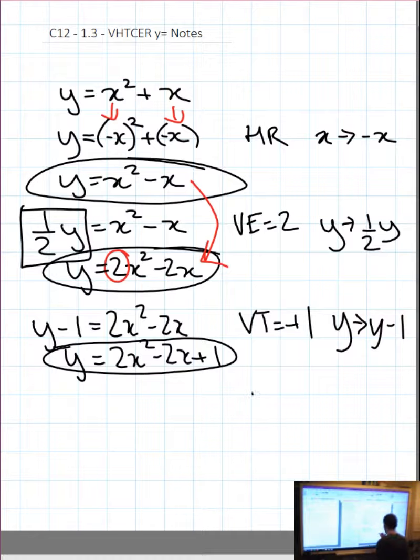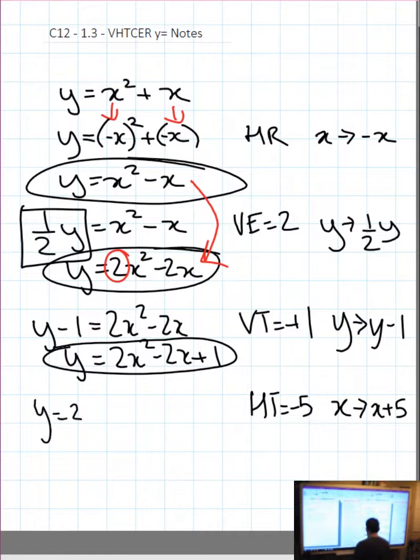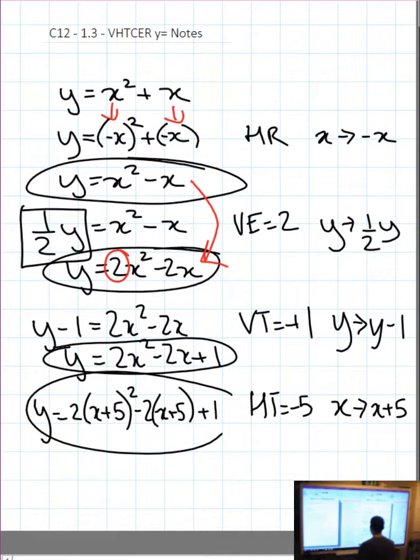Then I want to do a horizontal translation equaling negative 5. And I want to substitute the opposite operation for the variable. So x is going to turn into x plus 5. So everywhere that I see an x, I'm going to replace it with x plus 5. And that is my final equation.